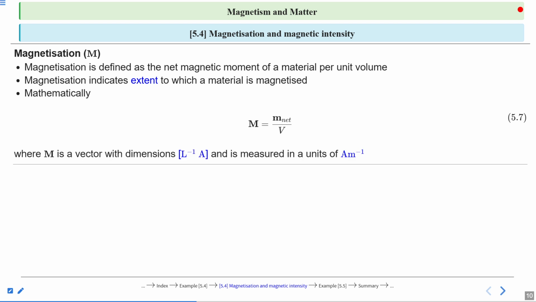So m is magnetization, which is also a vector, because the net magnetic moment is a vector. Magnetization has dimensions L inverse A and is measured in units of ampere per meter. Got it?